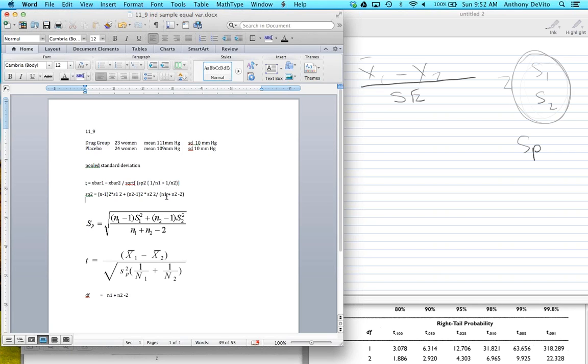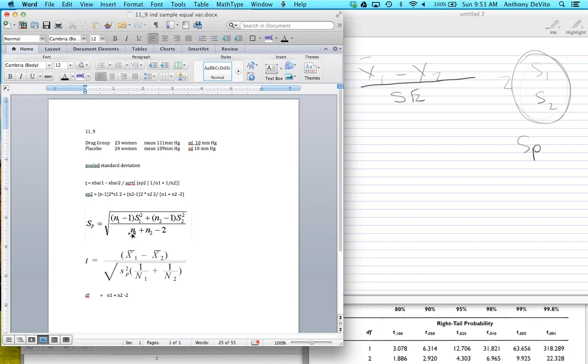And I'm not going to actually do the calculation to save time, but just to give you an idea, okay, N1 is your drug group, N2 is your placebo group. So this would be 23 minus 1 or 22 times 10 plus N2 would be the sample size 24 minus 1 is 23 times my standard deviation squared, which would be 10 squared in this case because that's my placebo group. S1 squared and S2 squared might be different numbers, and likely would be different numbers in a real life example, right?